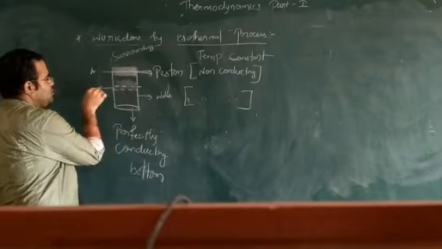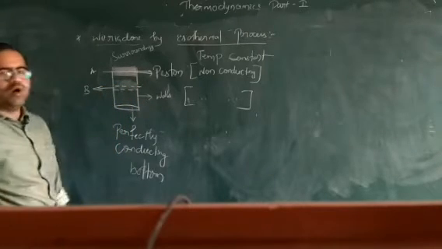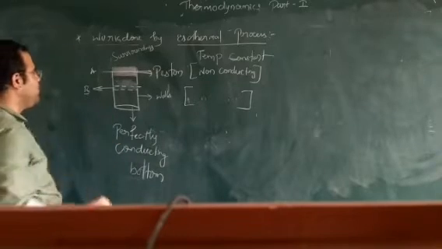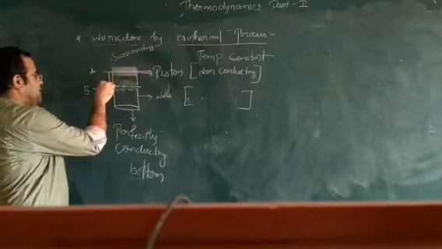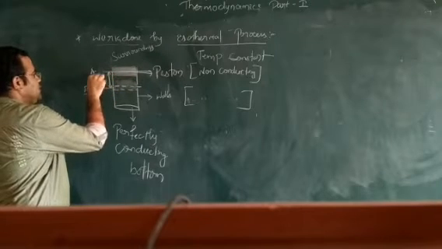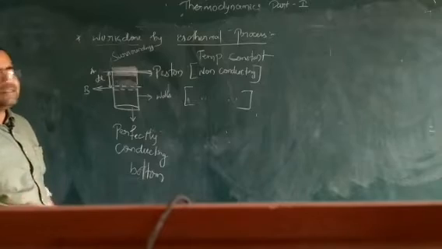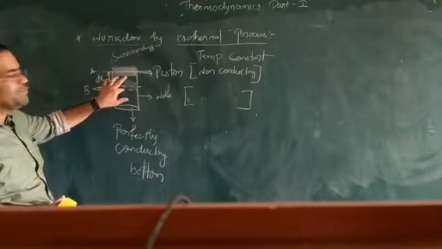Now we are going to observe the final position of this piston, which will be given by point B. The amount of position change will be given by dx. So dx is the change in the position of the piston.